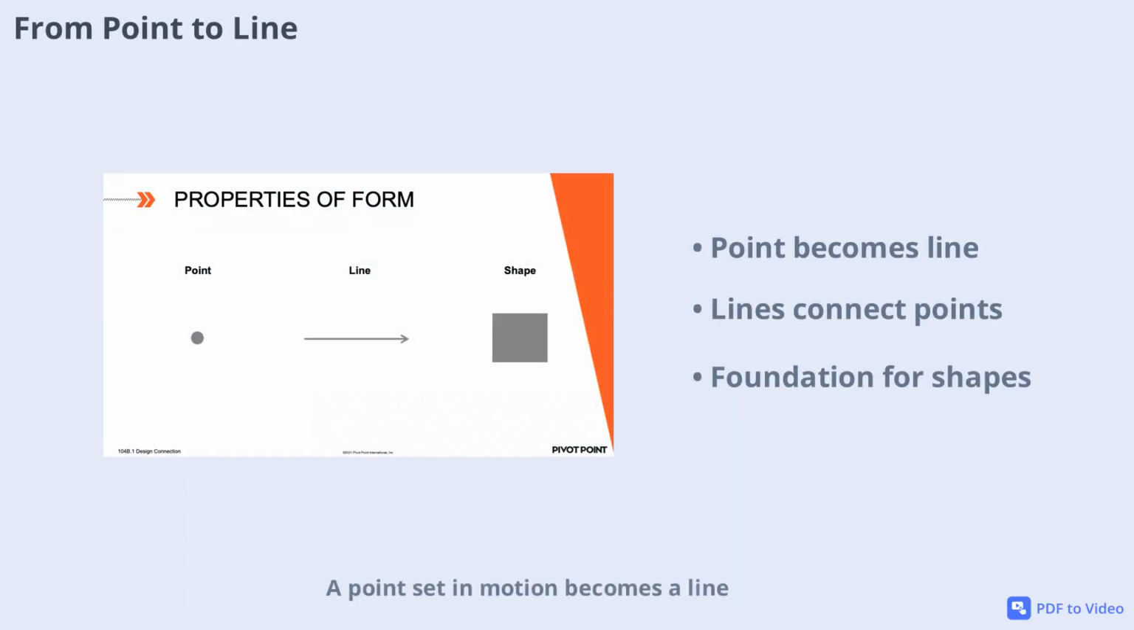A point set in motion becomes a line, and a line is simply a series of connected points. This concept is at the heart of drawing and design. By moving a point, you create lines that can be straight, curved, or anything in between. These lines then form the basis for more complex shapes and forms.